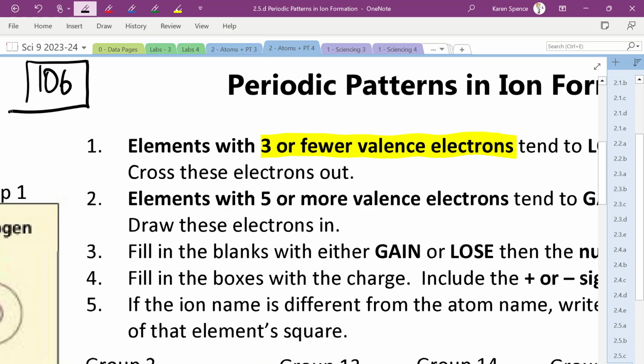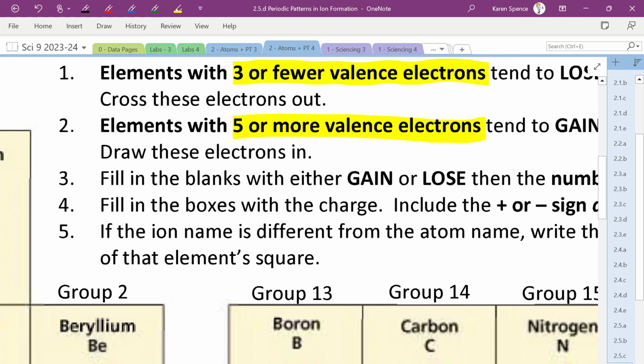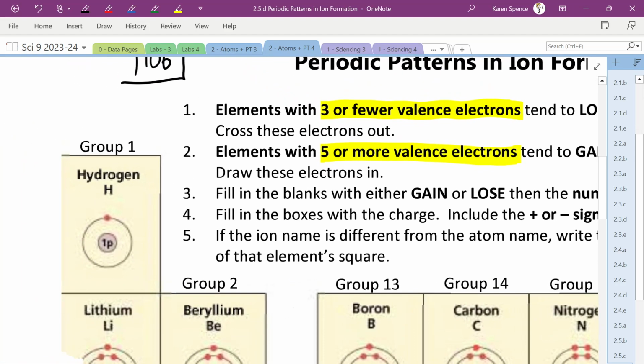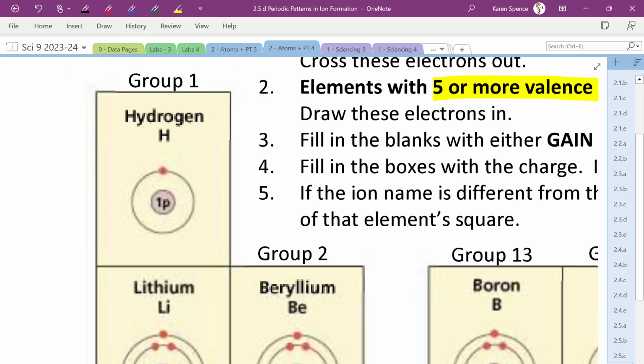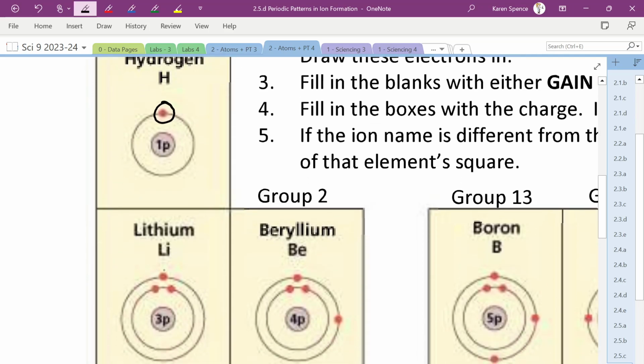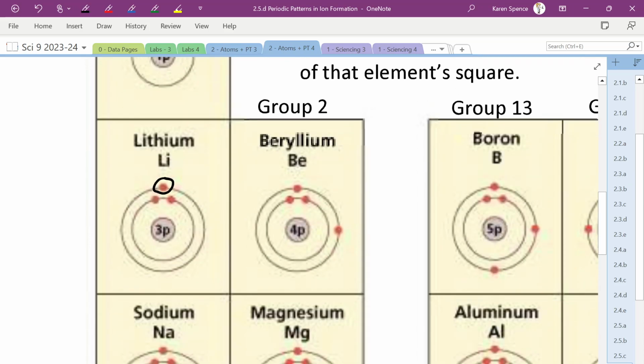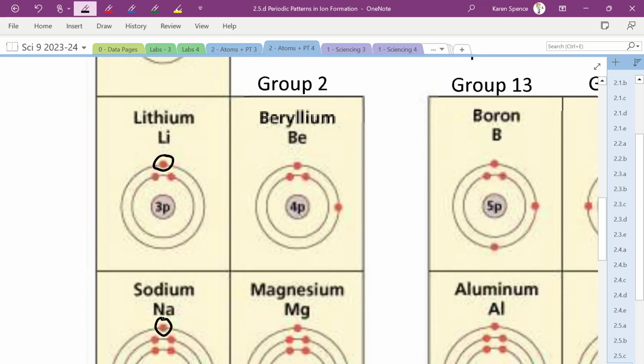Okay, everybody, if you have 3 or fewer valence electrons, will you lose or gain electrons to form an ion? You're going to lose electrons. How about if you have 5 or more valence electrons? They will gain. Now we're going to take a look at group 1. Everything in group 1. What do you notice about the electrons in the outer shell? They all have just 1 electron in the outer shell.